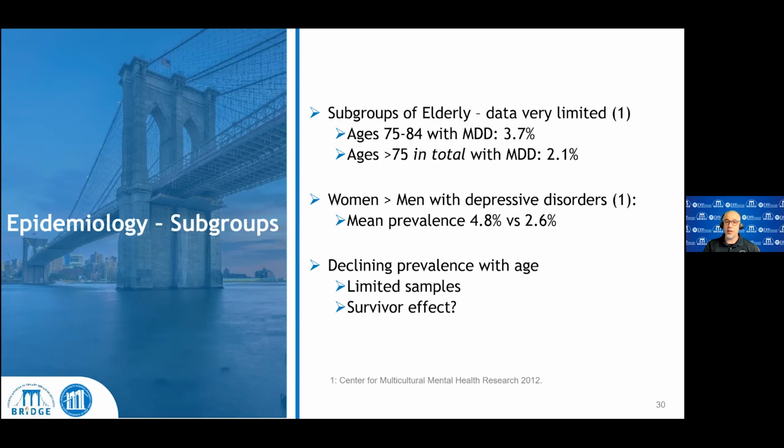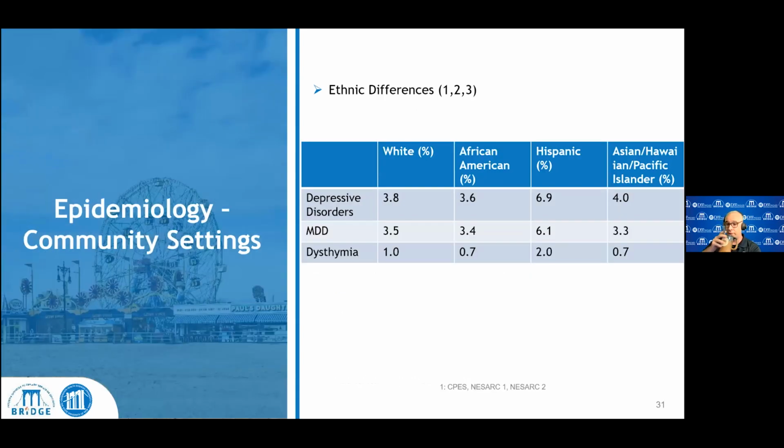So you could see that the mean prevalence of depression in women is about 4.8% in late life versus 2.6% in men. And there seems to be declining prevalence with age. We think this is in part due to a survivor effect. Older adults that have outlived their age-matched peers tend to be resilient and survivors, and their cognitive and other psychosocial coping strategies tend to be a little bit stronger and more able to adapt to the changes that life throws at them.